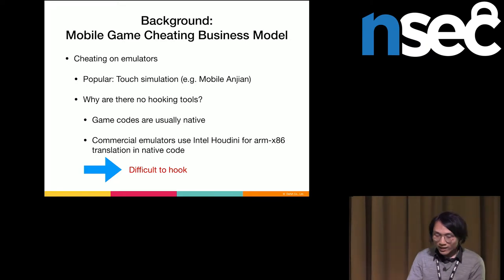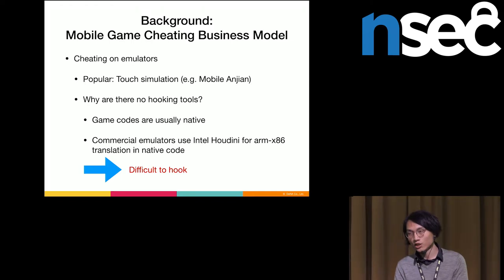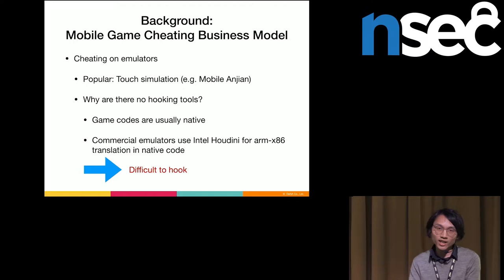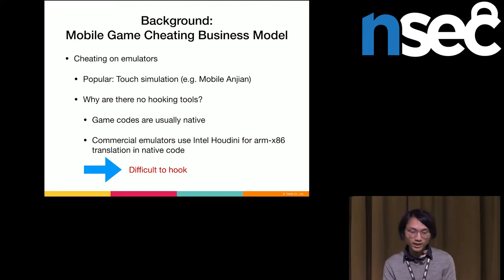According to my investigation, the most popular cheating approach on emulators is touch simulation. Touch simulation does require root privilege, but it does not involve modification or analysis of the game's binary. That also means touch simulation is a gray zone, because you can say it is cheating, but you can hardly say it is a crime or illegal, because it does not modify the game data directly.